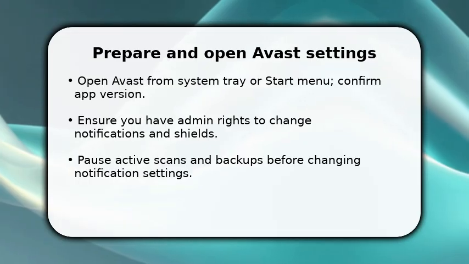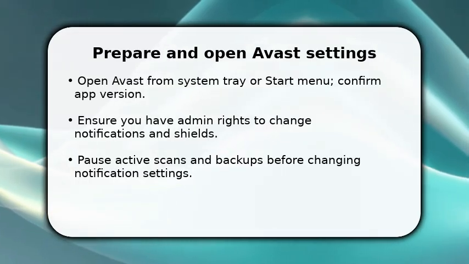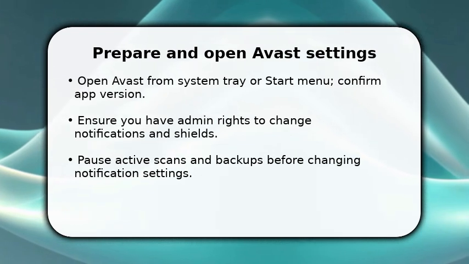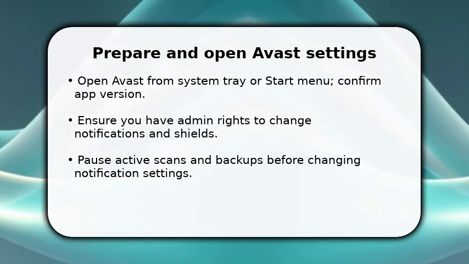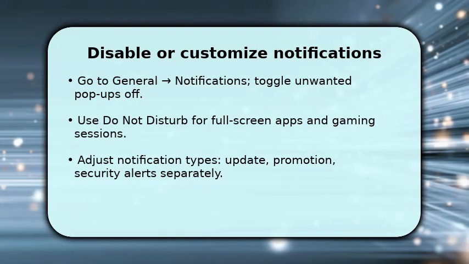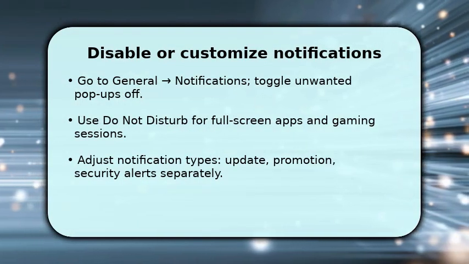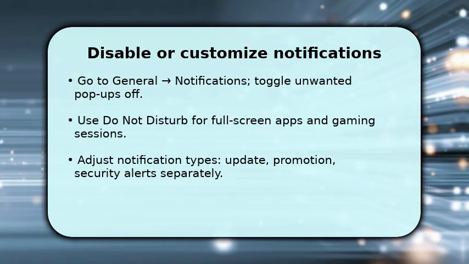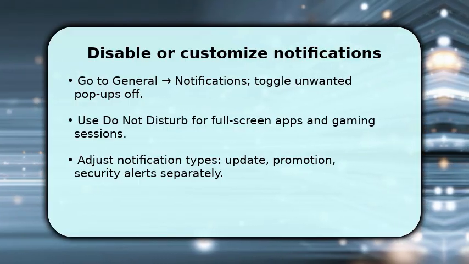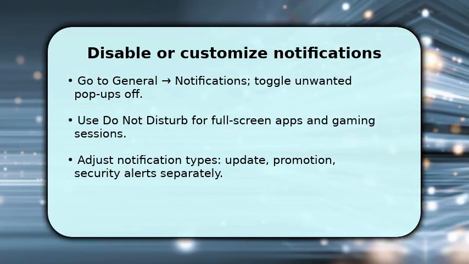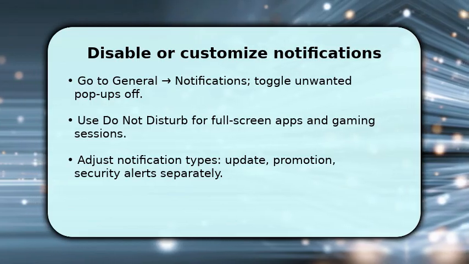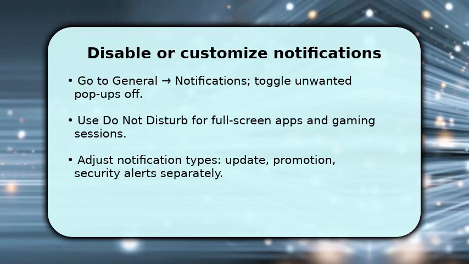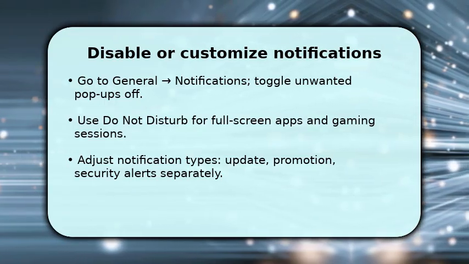I'm telling you this because modifying notification behavior during active tasks can be inconsistent, so pause first and proceed to the notification controls. Now you'll adjust exactly what Avast can inform you about. Once in notifications, toggle off categories you don't want, like promotions or tips, and leave essential security alerts enabled. If you need silence during full screen work, turn on Do Not Disturb and specify apps or games it applies to. You can also fine-tune update and firewall alerts individually.